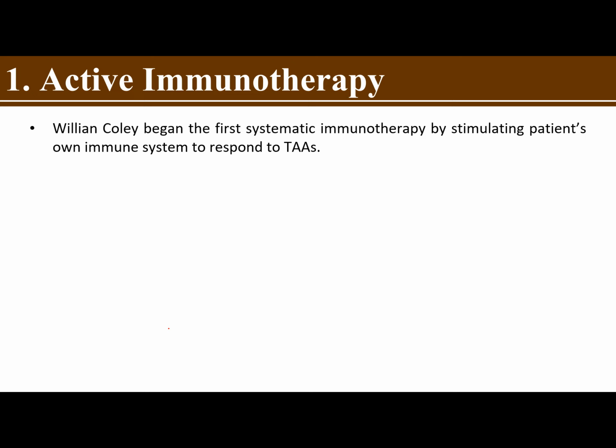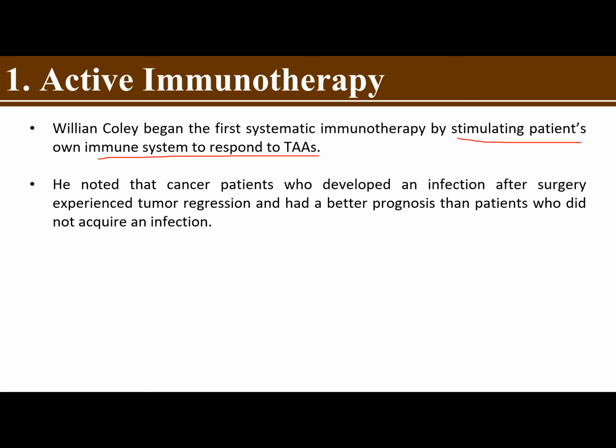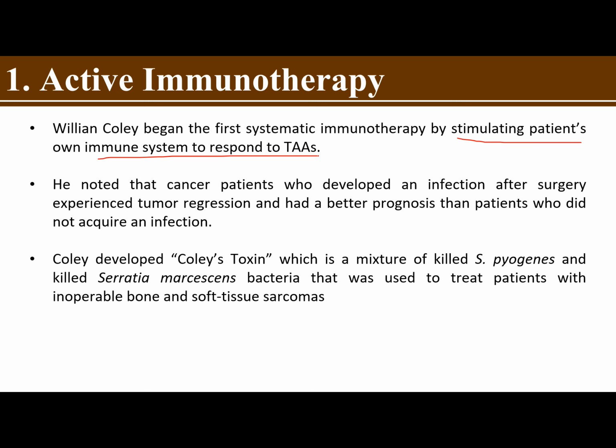Now, this began when William Coley performed the first systematic immunotherapy by stimulating the patient's own immune system to respond to TAAs. He noted that cancer patients who developed an infection after surgery experienced tumor regression and had a better prognosis than patients who did not acquire an infection. Coley developed Coley's toxin, please take note of this, which is a mixture of Streptococcus pyogenes and Serratia marcescens, which was used to treat patients with inoperable bone and soft tissue sarcoma.